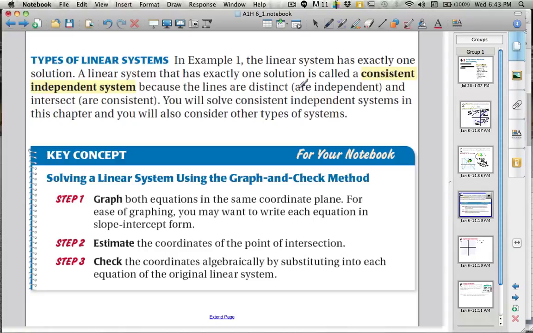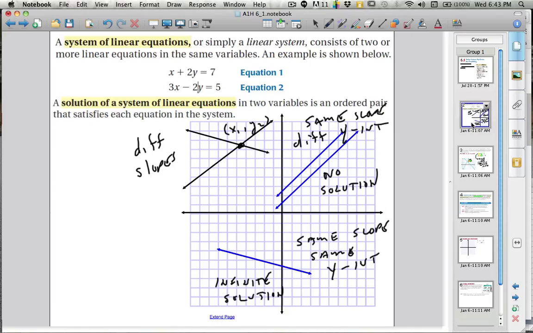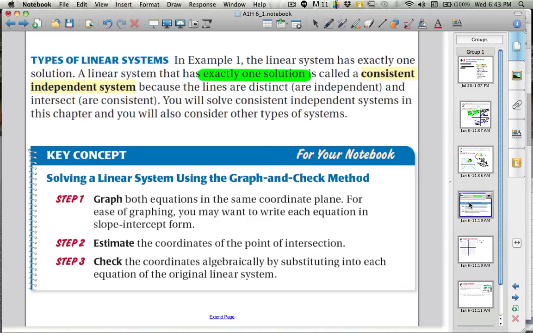Okay, so when we're talking about a linear system that has, and this is important, exactly one solution, it's called a consistent independent system. So going back to the slide I started with, this one here is a consistent independent system. These others are not. Okay, so a linear system that has exactly one solution is a consistent independent system because the lines are distinctly different, they're independent, and they intersect.